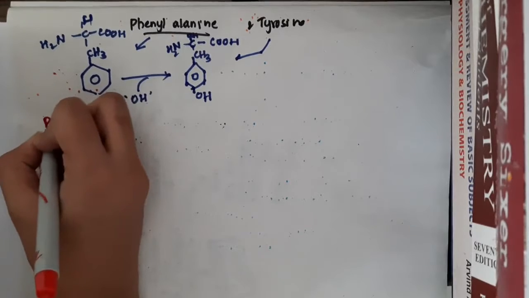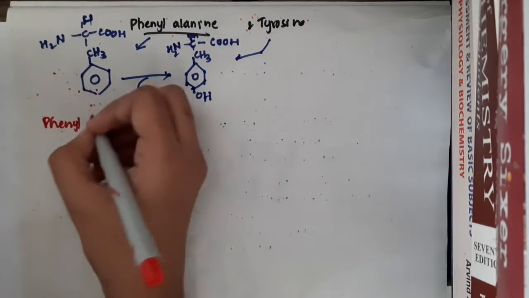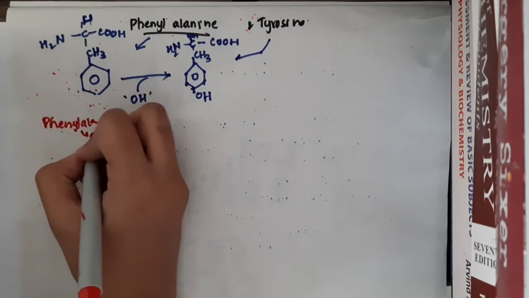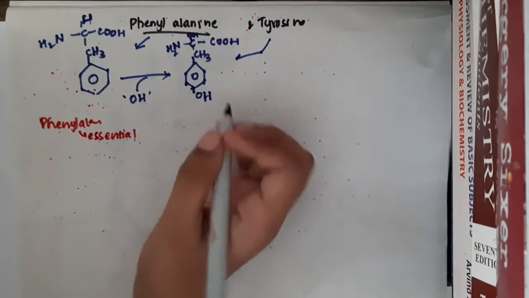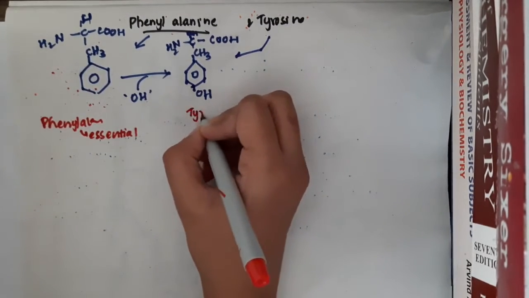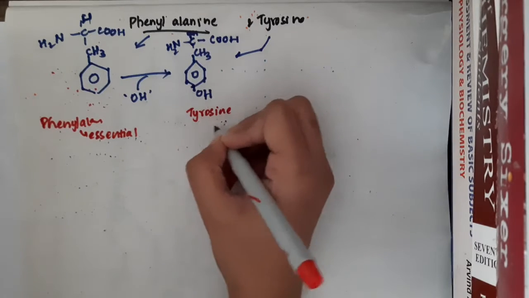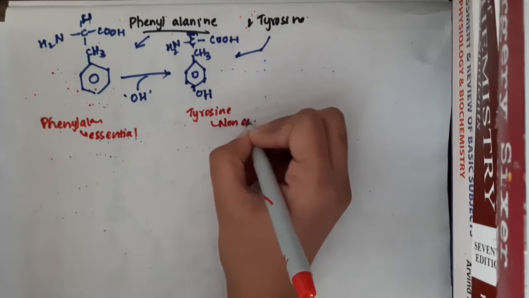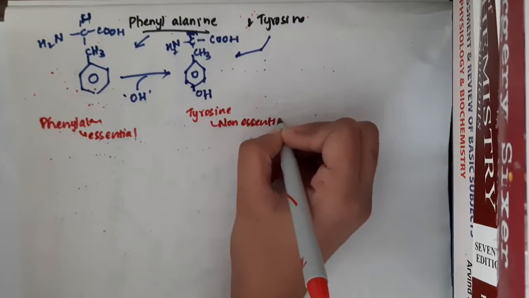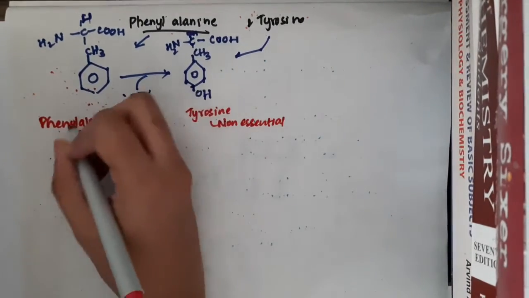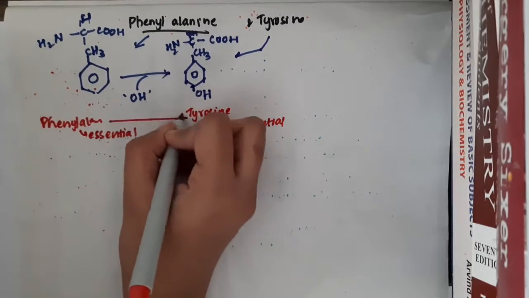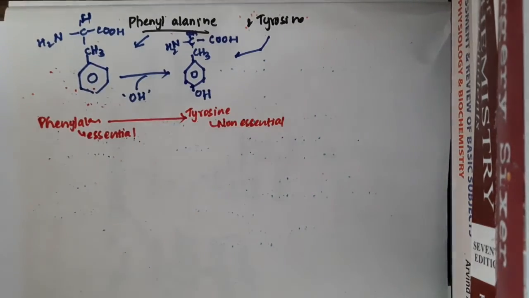Phenylalanine is an essential amino acid. It is not synthesized in our body. We will have to get it through diet. Whereas tyrosine is a non-essential amino acid, as it is synthesized from phenylalanine.